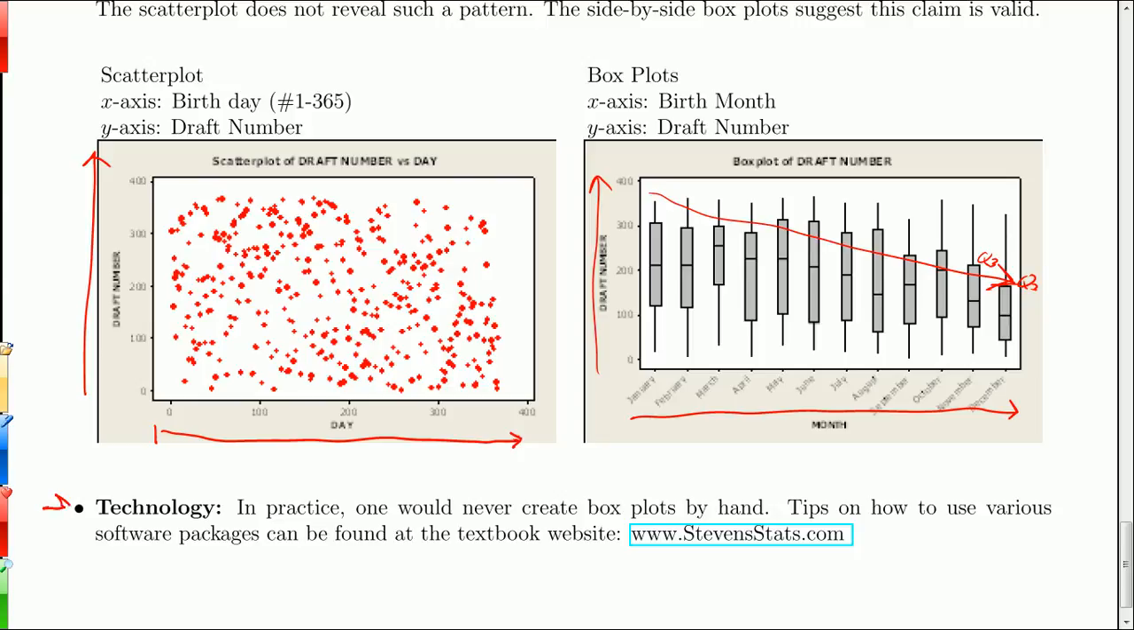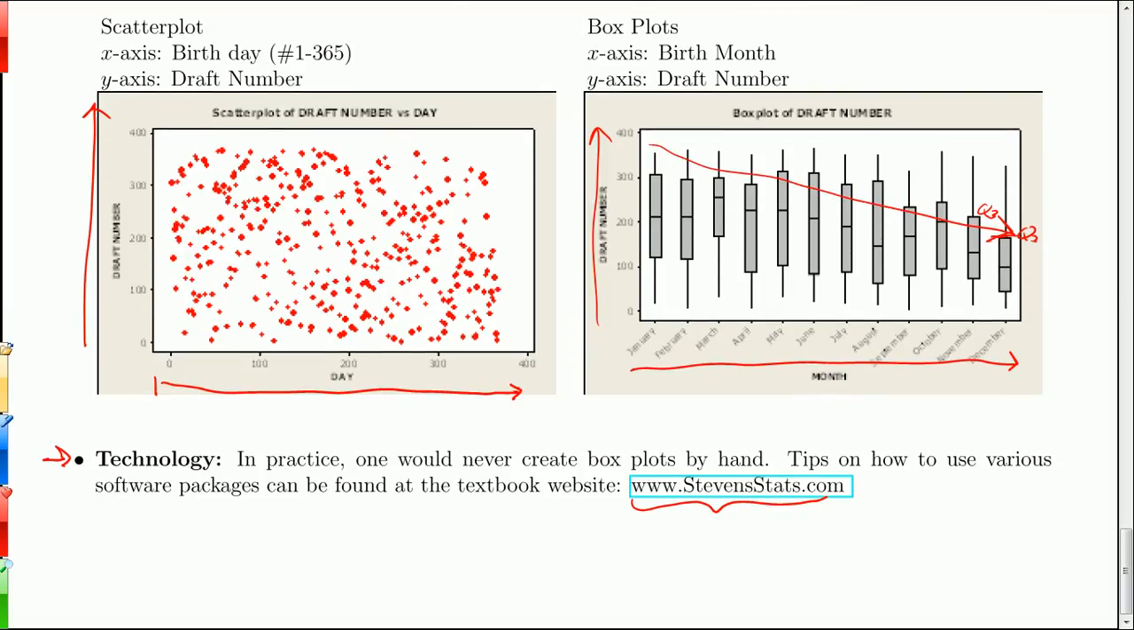Finally, technology. Box plots can be created with technology, and getting quartiles and percentiles can be done with the various statistical packages. A description of how to do that is found at the textbook website, stevensstats.com.